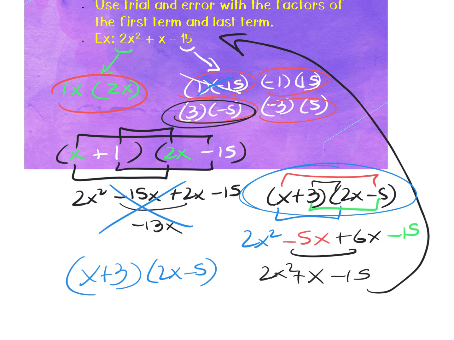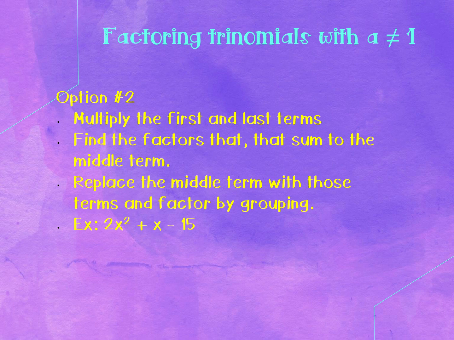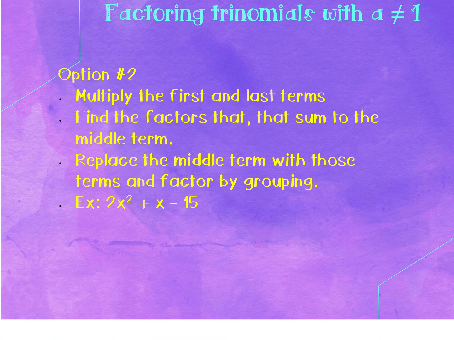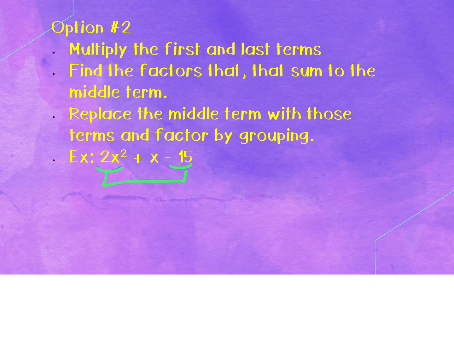I'm going to show you option 2, which is going to be factor by grouping. This method never fails. And again, you're not having to do as many FOIL problems. So for this option, what we're going to do is multiply the first and the last term. So I'm going to multiply 2x times negative 15. And what I'm doing here is looking for two numbers that are going to multiply to give me negative 30x squared, but who will add to give me the 1x from the middle.